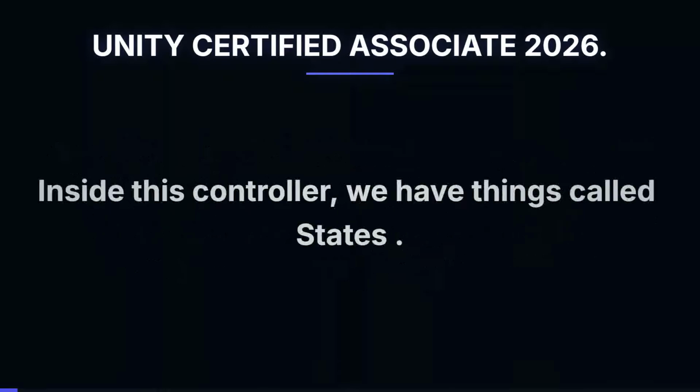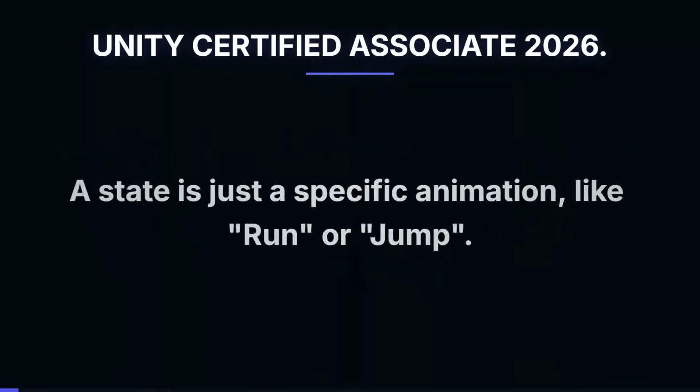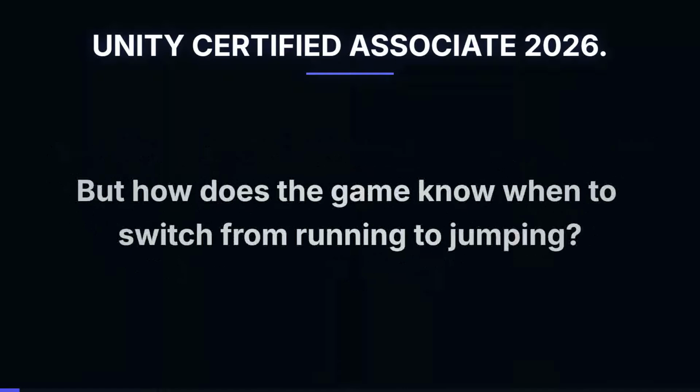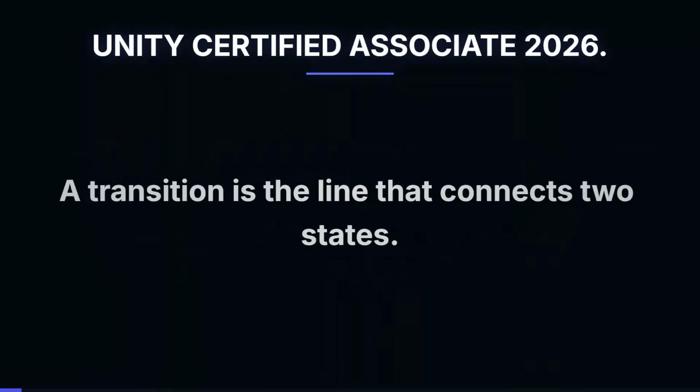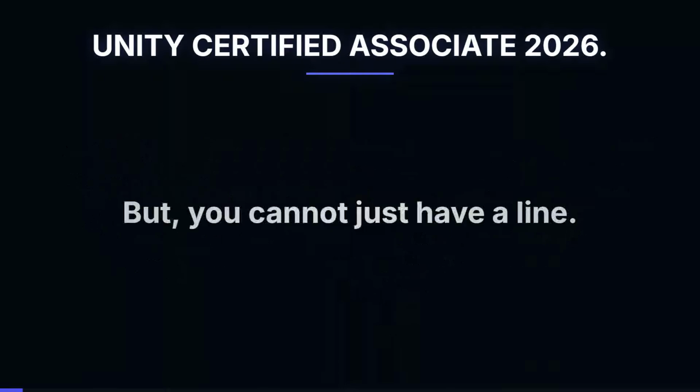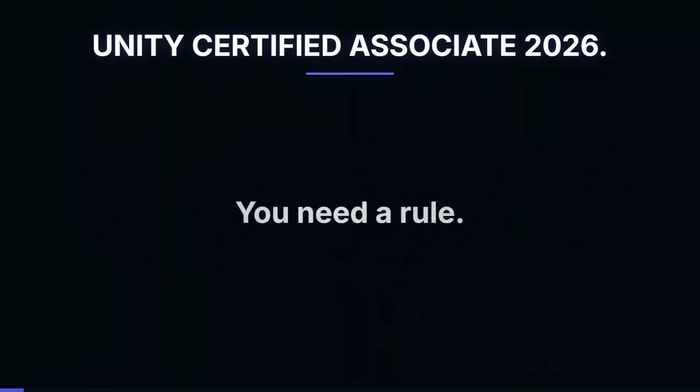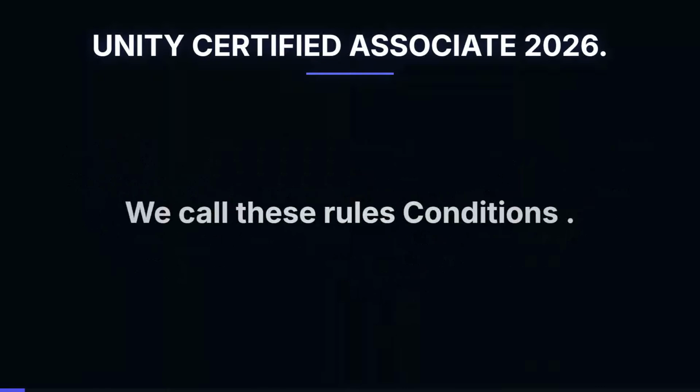Inside this controller, we have things called states. A state is just a specific animation, like run or jump. But how does the game know when to switch from running to jumping? That is where transitions come in. A transition is the line that connects two states. But you cannot just have a line. You need a rule. We call these rules conditions.